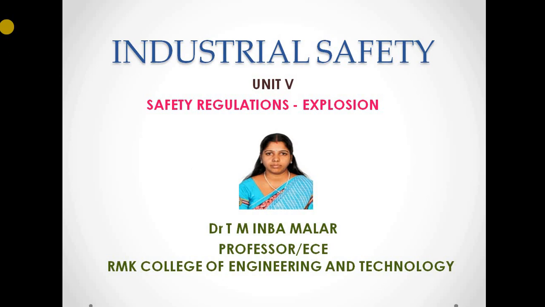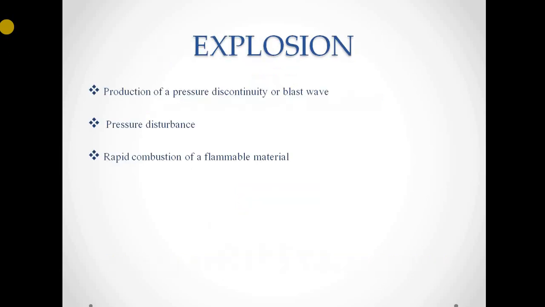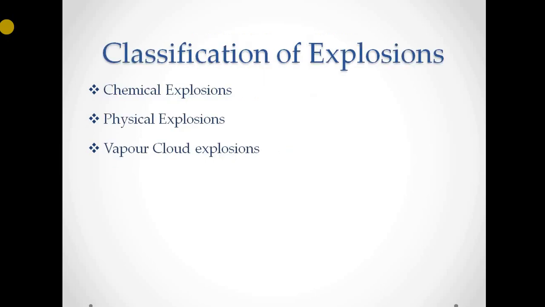Today we are going to study about safety regulations. Under that we are going to see in detail about explosion. Explosion is actually a production of a pressure discontinuity or blast wave. It appears because of pressure disturbance, that is, rapid combustion of a flammable material gives rise to explosion.